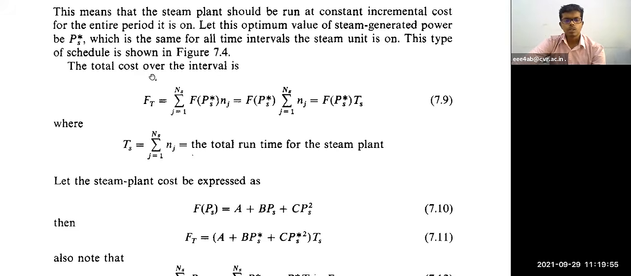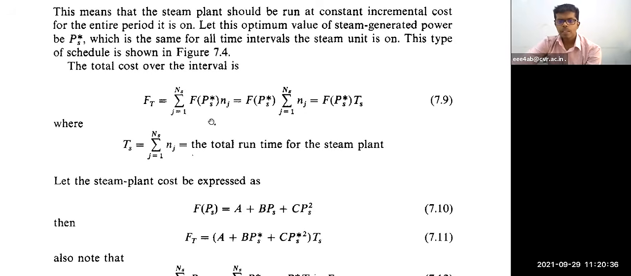So the total cost over the period of interval: what is the total cost combining this optimal power schedule? FT, that is the total fuel cost, is equal to summation j is equal to 1 to NS of F of PS star into NJ, where PS star is the optimum value of steam generation. If you take F of PS star outside, then it is the summation j is equal to 1 to NS of NJ.